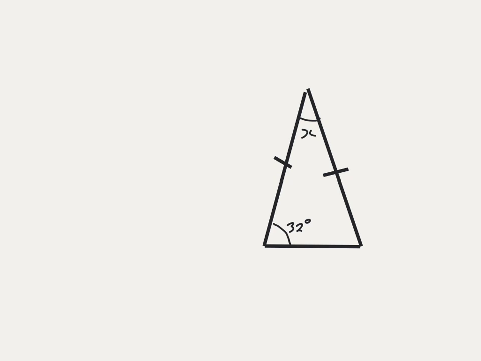So I need to think about what I know. I know it's an isosceles triangle because these 2 sides are the same. That means that the angles at the end of the long lines are also the same. So if this one's 32, then this one must be 32. Let's add it in. And that makes things easier.